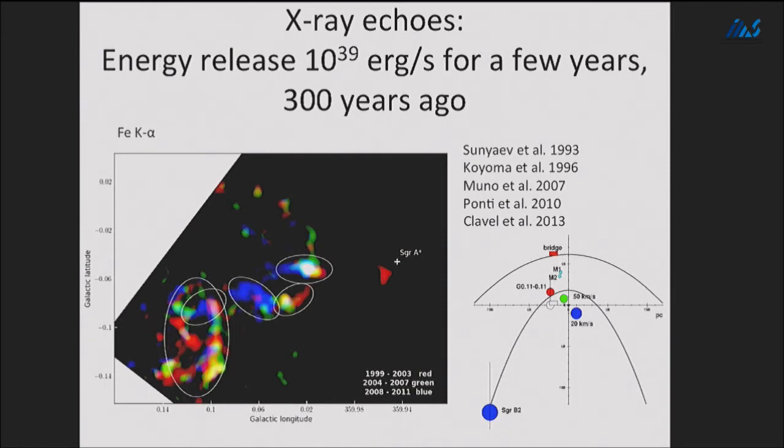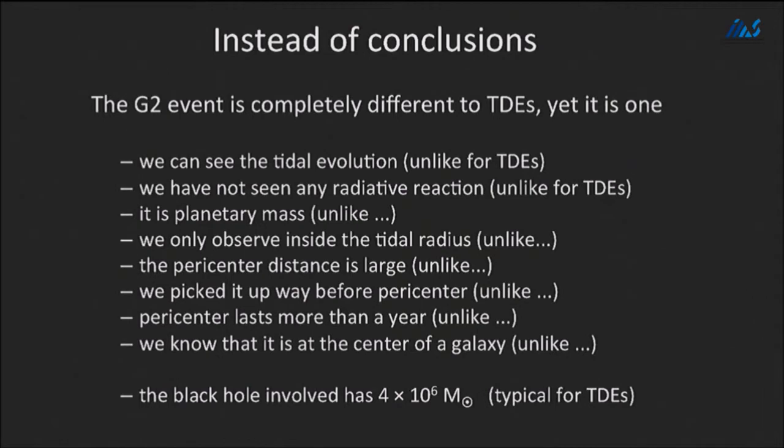And instead of having conclusions, I would like to say that this event of G2 is completely different to a tidal disruption event we have discussed so far. Yet, I think it's pretty fair to say this is a tidal disruption event. We can see the tidal evolution. That is unlike for the tidal disruption events discussed so far. We have not seen any radiative reaction. That's unlike. It's planetary mass only.